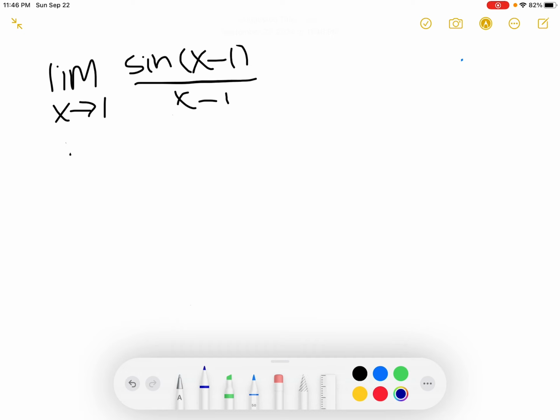Once again, we'll do our theta thing. So we're going to say let theta equal, and this time we're going to say x minus 1. Now, once again, we just take this thing and we put it right here.